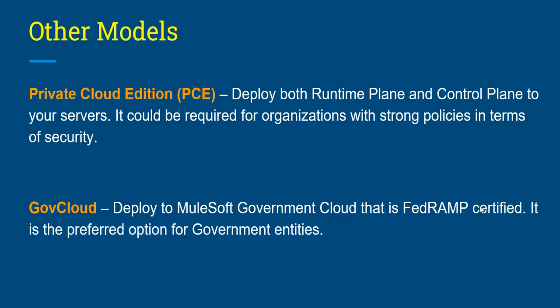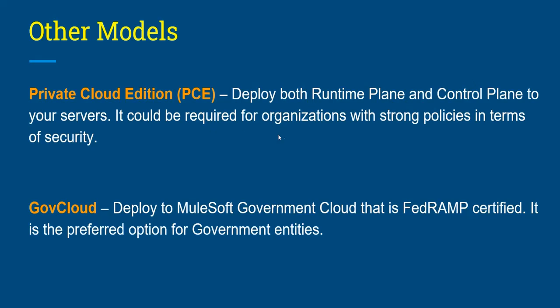So we have a few more models also. We have already discussed the CloudHub model, on-premise model, hybrid model, and runtime fabric model. And we have two more deployment models, which are the Private Cloud Edition (PCE) and Gov Cloud. PCE is completely controlled by your organization, because you deploy both the runtime plane and the control plane to your server.